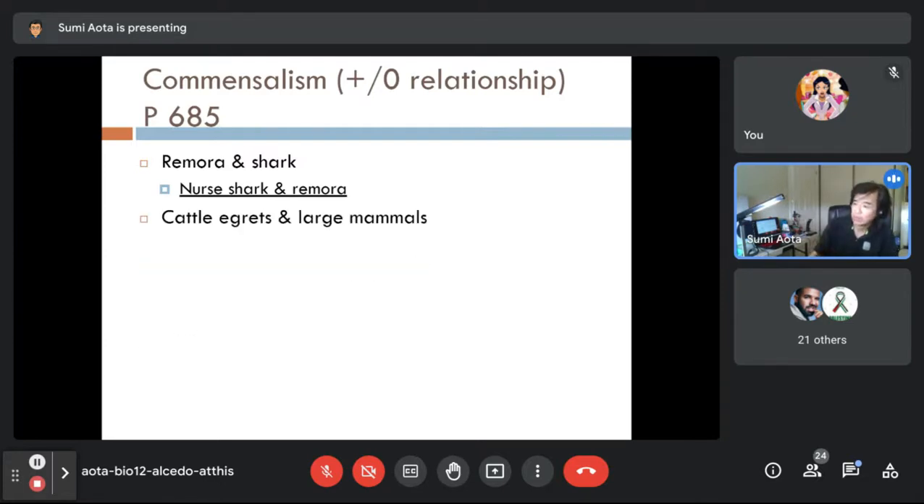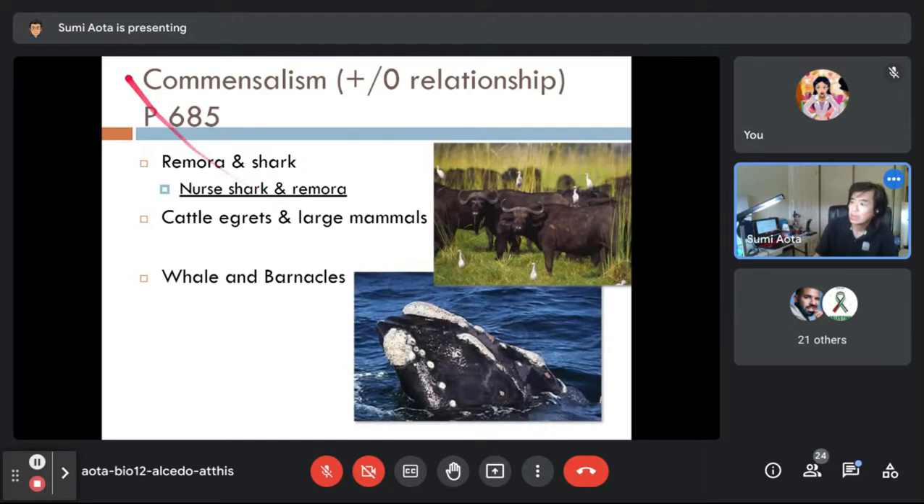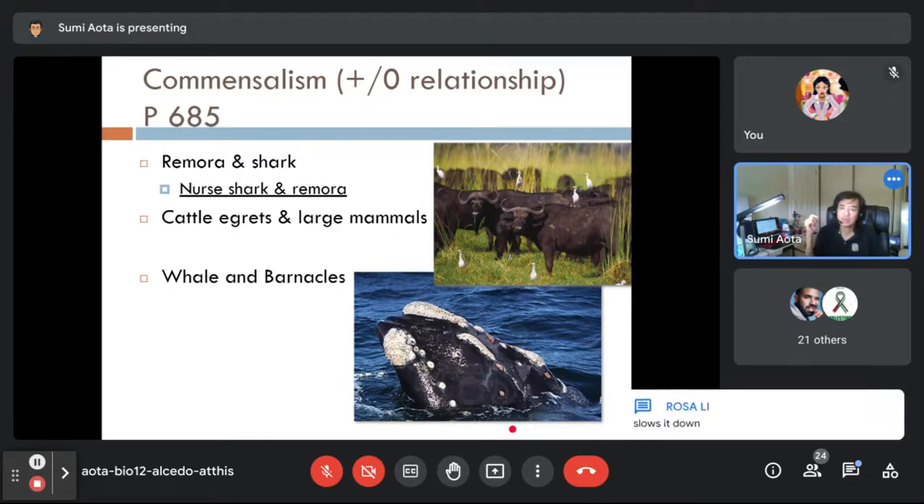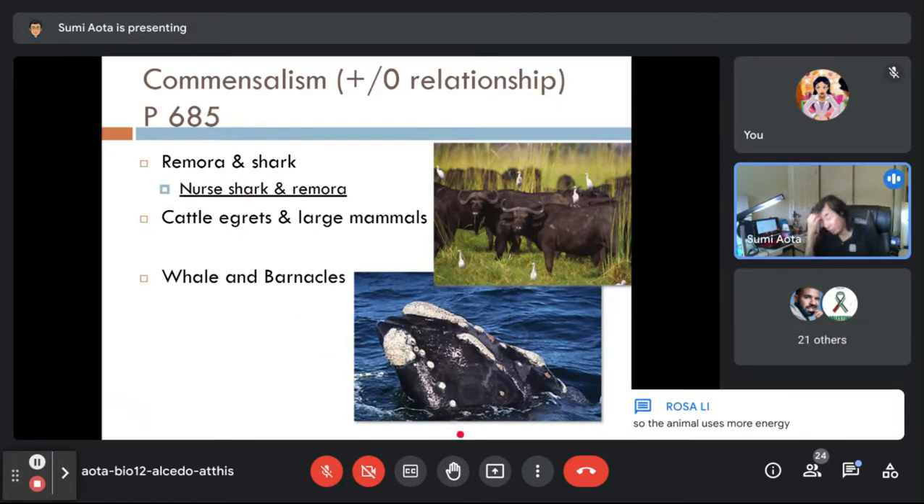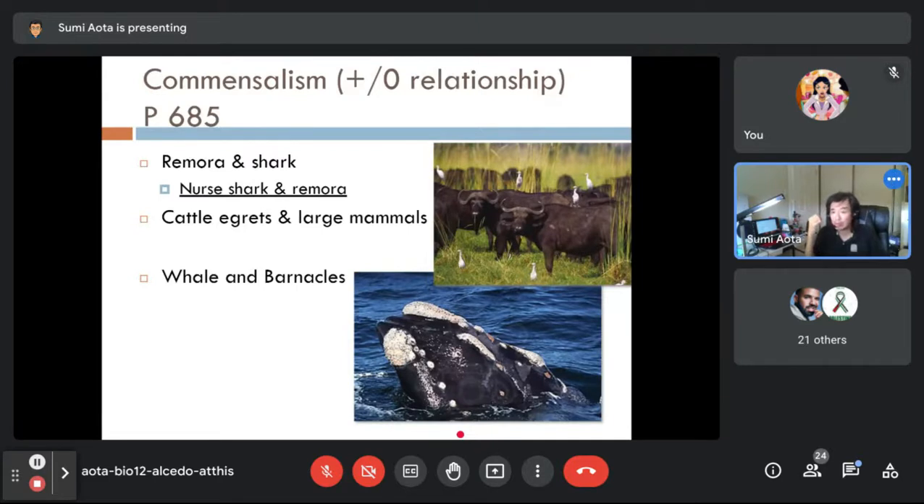So if you look at these, both the remora and shark, as well as whales and barnacles, is it truly commensalistic? Because what do you think happens to the swim efficiency of the nurse shark or the whale with a remora or barnacles attached to it? What's going to happen to the amount of drag the animal experiences? Yeah, the drag is going to increase like crazy, which means that there's going to be much more energy that the shark and or whale has to exert in order to swim at the same speed. So is it really commensalistic?